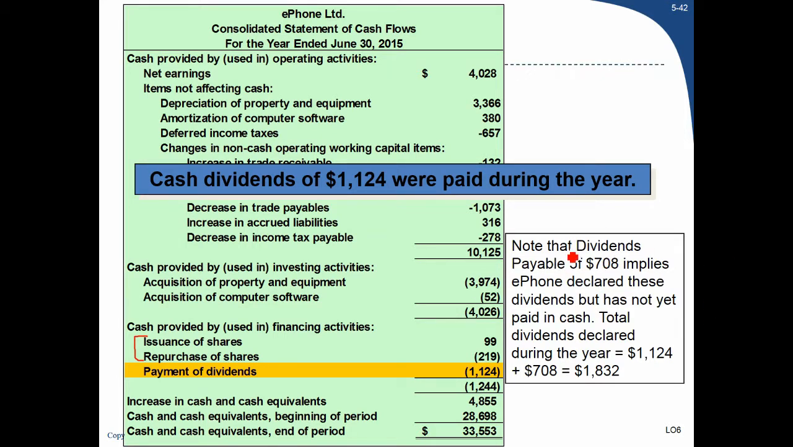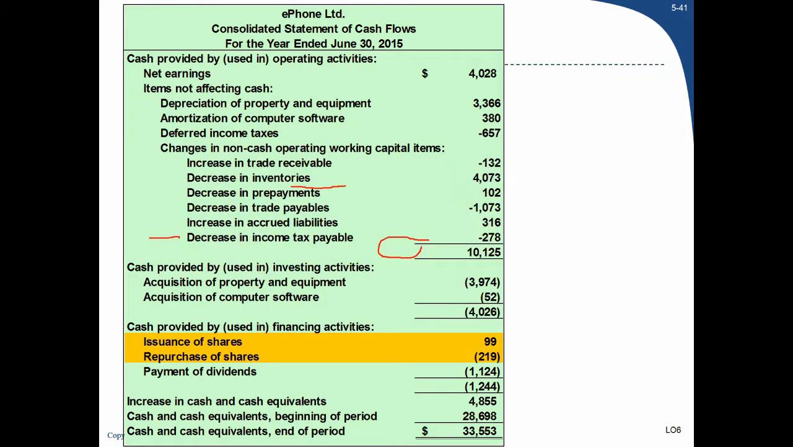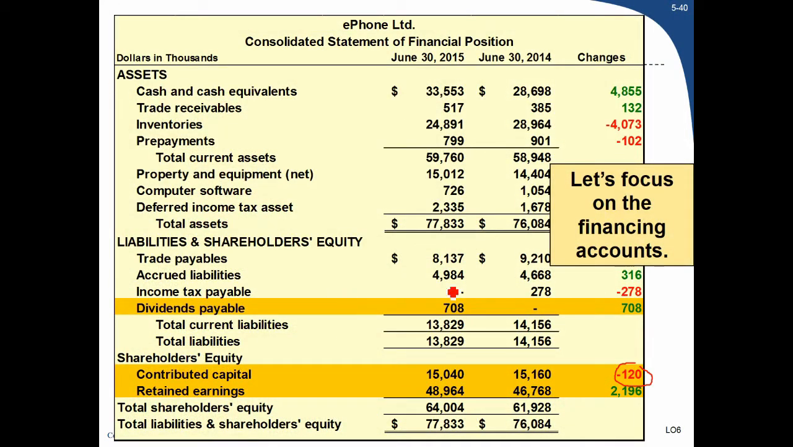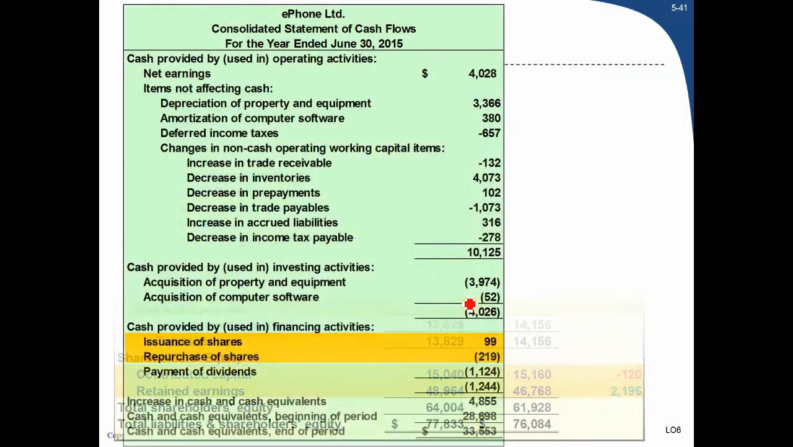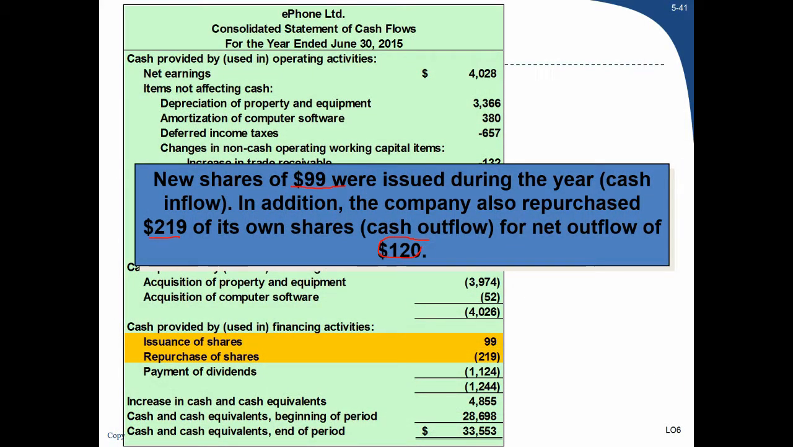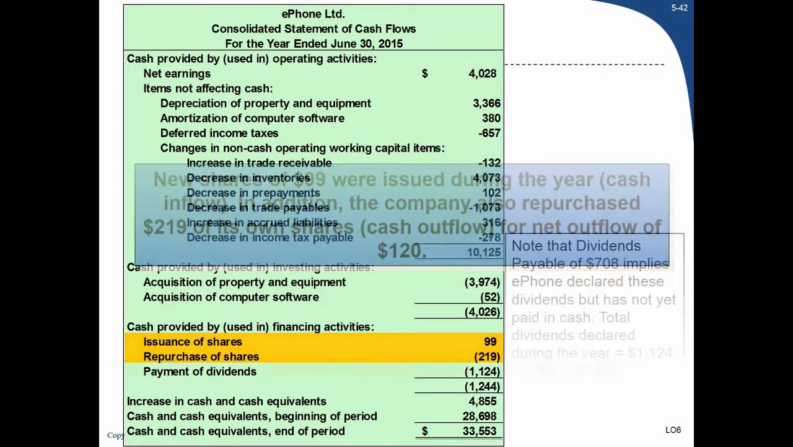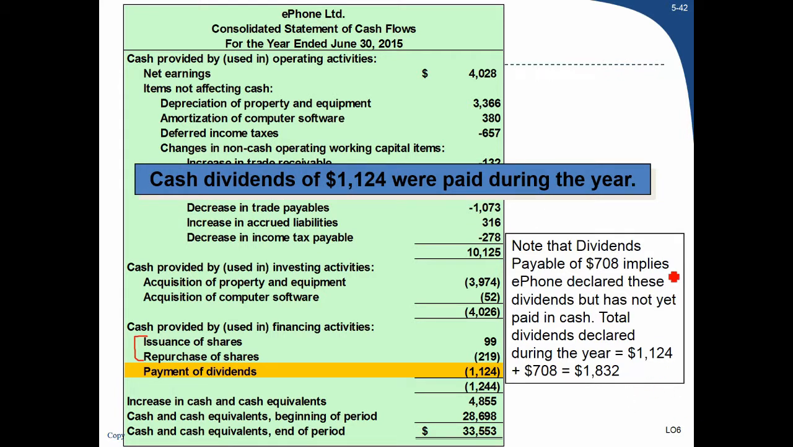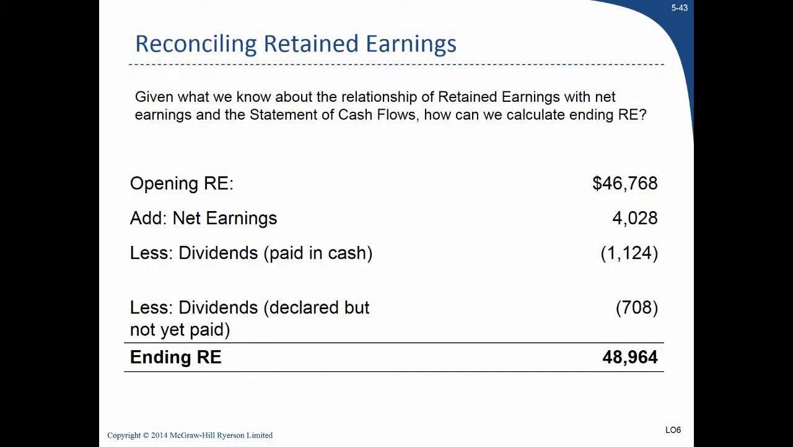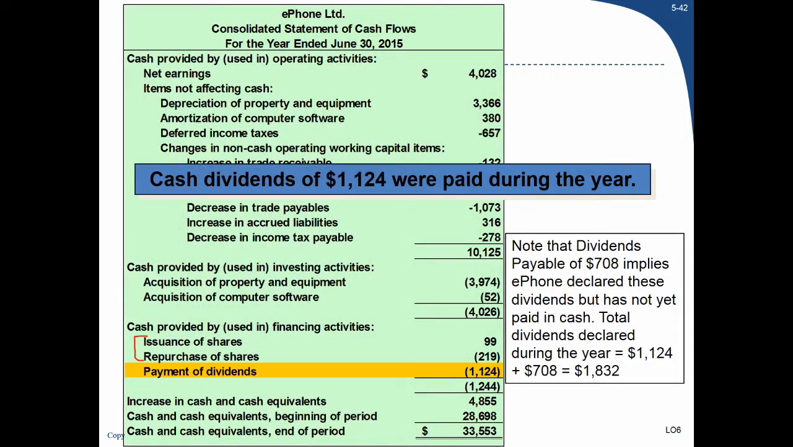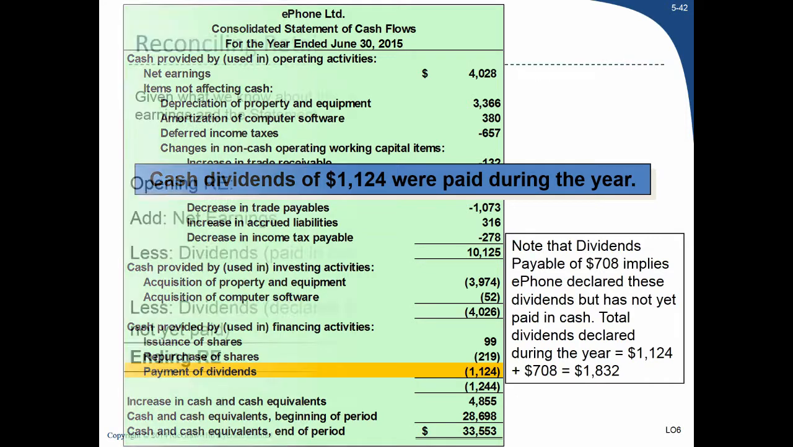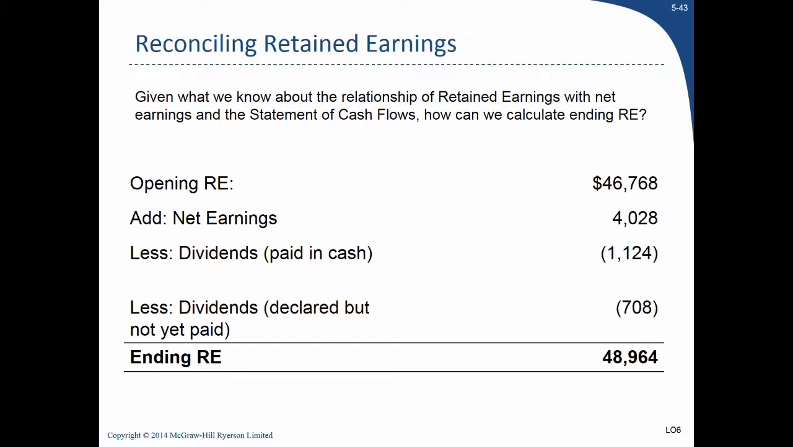Okay, so dividends payable of 708. Let's show you where that comes from. Dividends payable of 708 implies that we've declared the dividends, meaning we've booked the entry debit retained earnings, credit dividends payable, the liability account, but we haven't yet paid it in cash. Sorry, I confused myself there. Even this is not the most straightforward stuff.